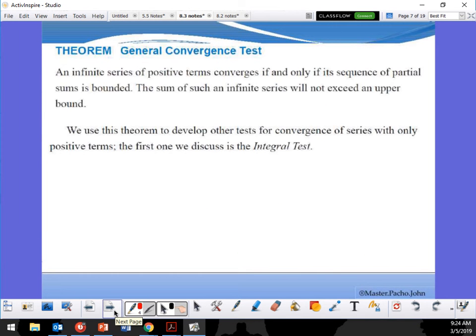General convergence test: an infinite series of positive terms converges if and only if its sequence of partial sums is bounded. Bounded means what? It's bounded above and below, so it's going to be somewhere in between. The sum of each infinite series will not exceed an upper bound. We use this theorem to develop the tests for convergence of series with only positive terms. The first one is the integral test.